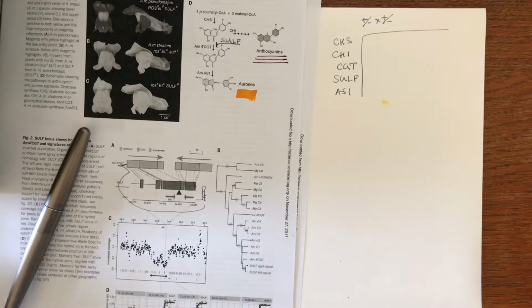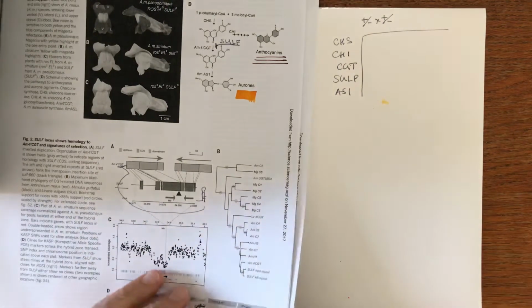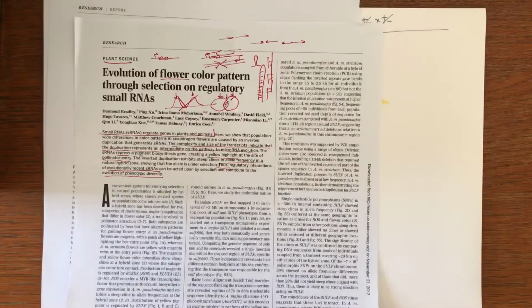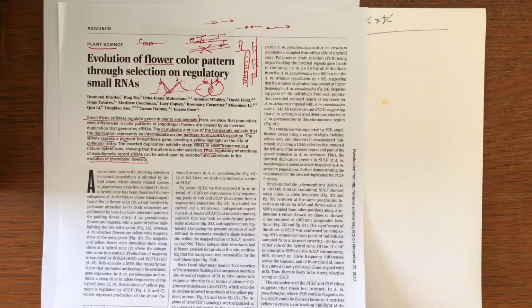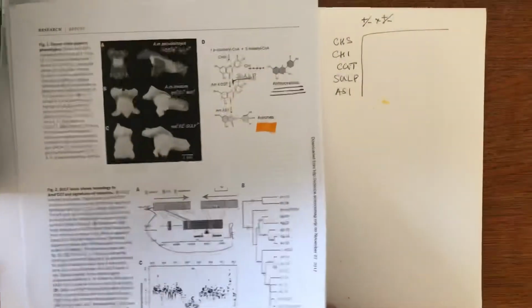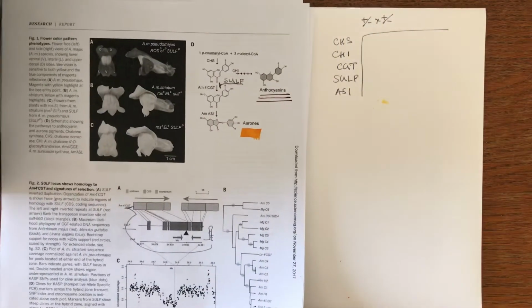This is for Biology 223. This is discussing the paper Evolution in Flower Color Pattern through Selection of Regulatory Small RNAs. This is part 2 where we had started a problem. I was just setting it up.